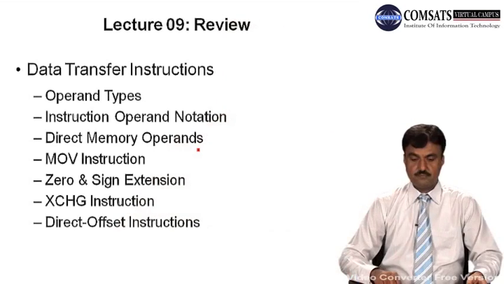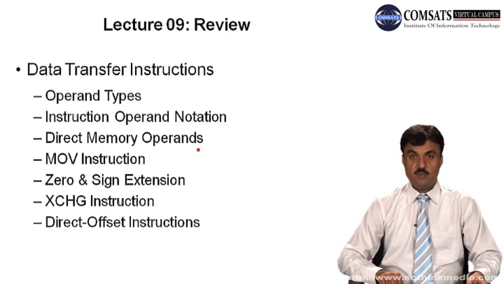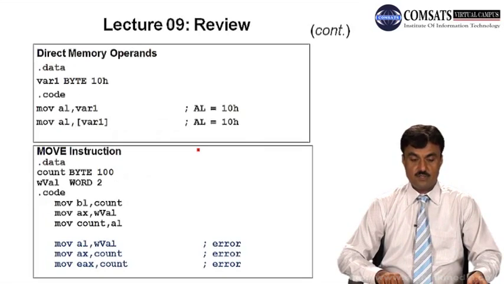In the previous lecture we discussed the theory and examples of these instructions, and we will see what we did there, and then we will start with programming in assembly language and Visual C++. This is the review of lecture number 9. You can see we discussed the operand types, instruction operand notation, direct memory operands, move instructions, zero and sign extension, exchange, and direct offset instructions.